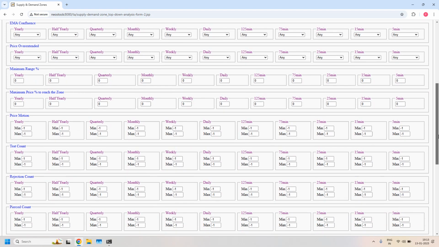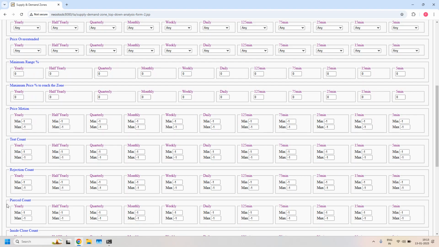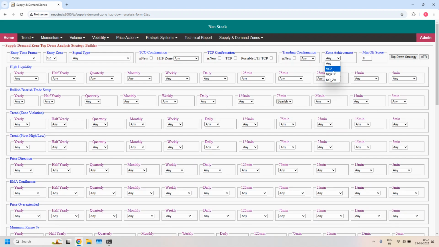This 75 minute supply zone should not be pierced, so the pierced count on 75 minutes time frame, minimum value 0, maximum value 0. Zone achievement violated, opposing zone minimum order enhancer score 12. All three filters are applied to 75 minute supply zone.